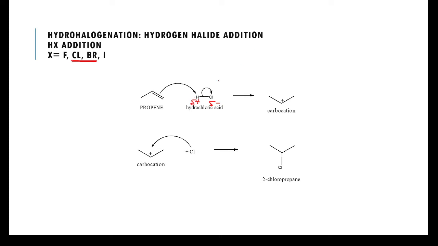Now the question is, the hydrogen's going to add. Is it going to add to carbon 1 or carbon 2? Well, it's going to add to carbon 1 to give the more stable carbocation. This is the only product I can get this way. I cannot get 1-chloropropane.